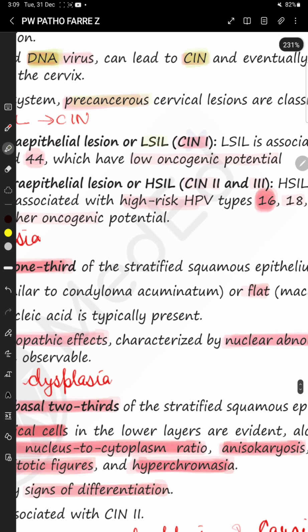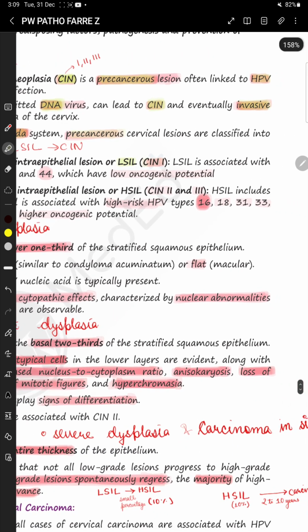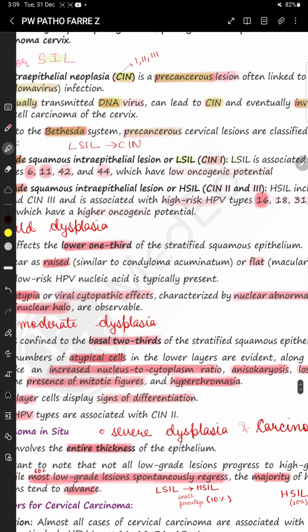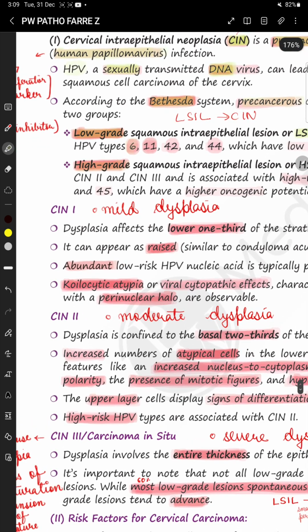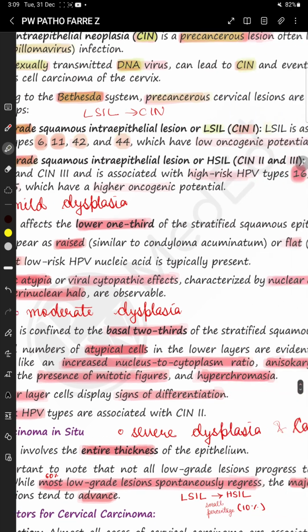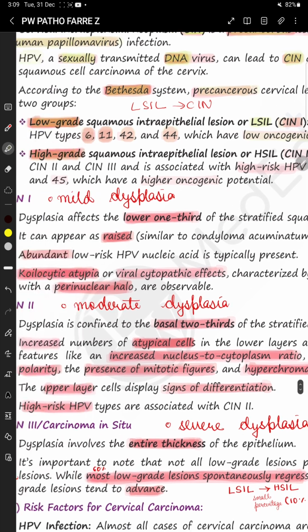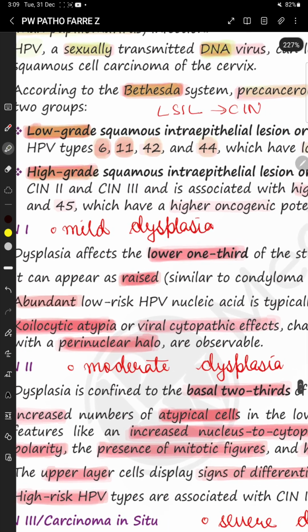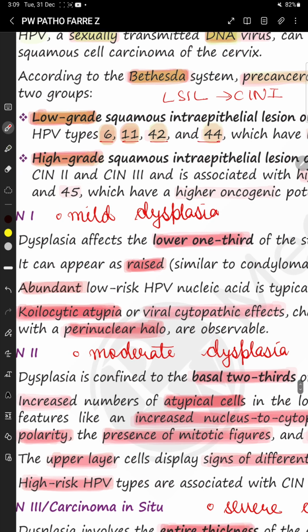लो ग्रेड स्क्वामस इंट्राएपिथेलियल लीशन में सर्वाइकल इंट्राएपिथेलियल नियोप्लासिया 1 आता है, and low grade is associated with HPV 6, 11, 42 and 44. These have low oncogenic potential. CIN1 or LSIL is associated with HPV types 6, 11, 42 and 44.